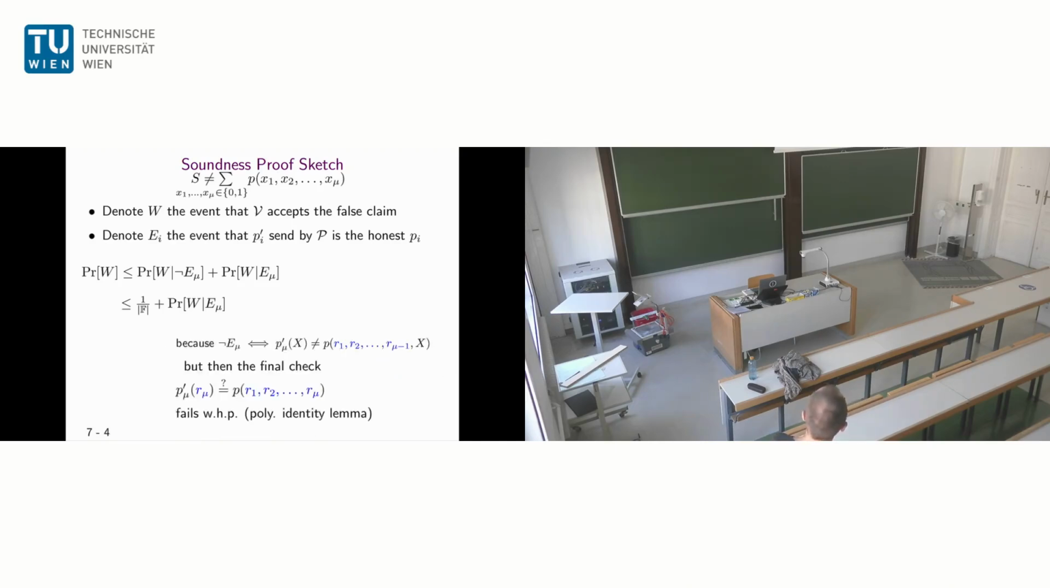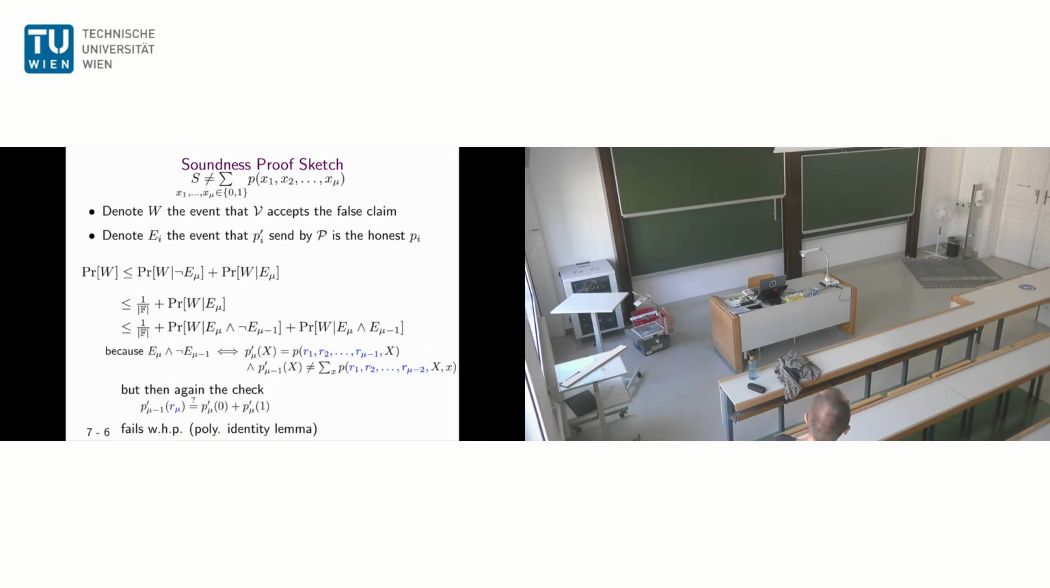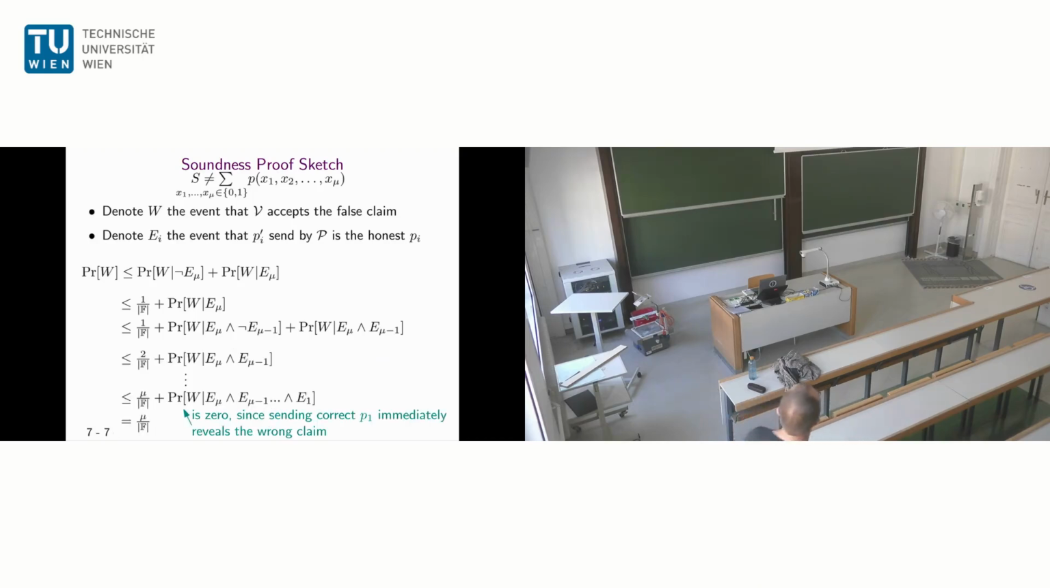No, wait, it should be R mu minus 1. I think it should be R mu minus 1. Yeah. So this check's going to fail, again, according to the Schwarz-Zippel lemma. And we can continue this process until we're in the last round.